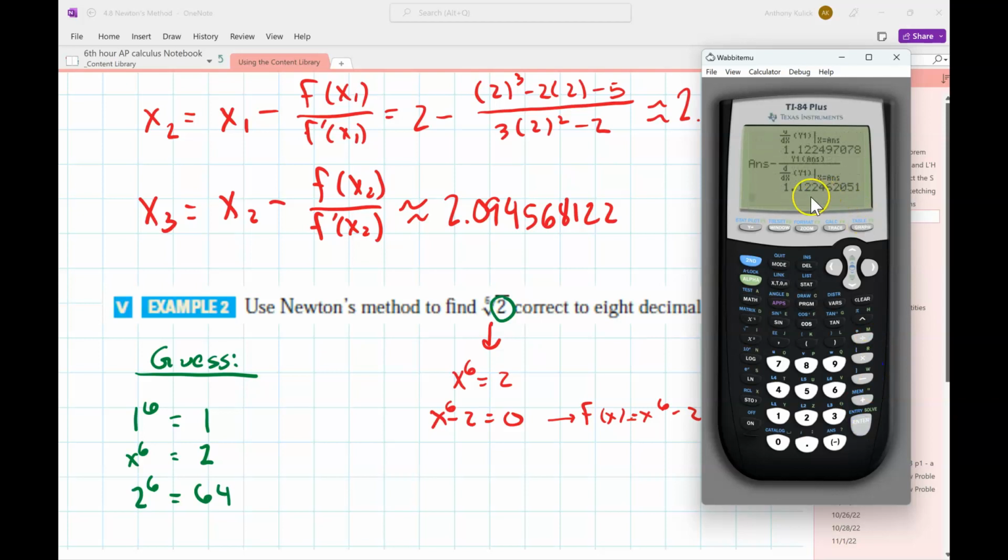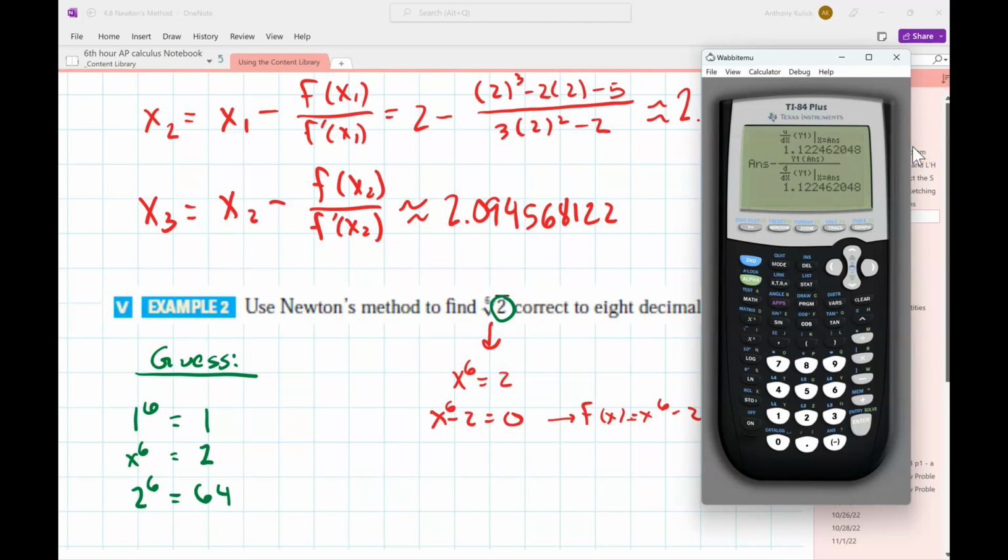I'll press enter again. Now I have 4 decimal places that are the same. I'm supposed to be getting to 8, so I'll press enter again. Compare here, and ooh, look at this. I got 1, 2, 3, 4, 5, 6, 7 decimal places the same. So do one more time. Now I got 8.